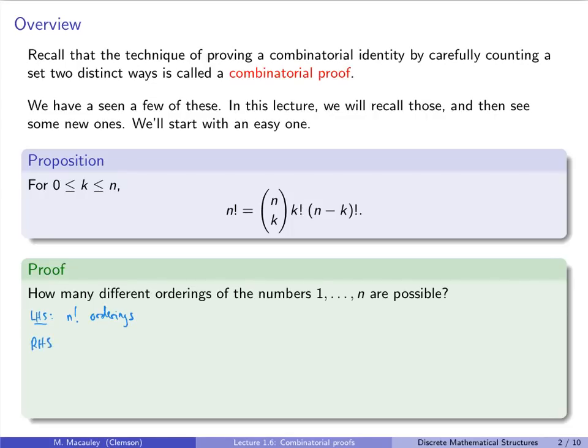Then I claim that the right-hand side, so some people call this method 1 and method 2, also counts the number of orderings, but in a slightly different way. Here's what we're going to do. We're going to look at the first k elements of our list, our first k entries, and how many possibilities do we have to pick k numbers to go in here as a set? Well, there are n choose k ways to do that. And then once we have that, there are k factorial ways to order them. And now we have n minus k remaining elements, and there are n minus k factorial ways to order them.